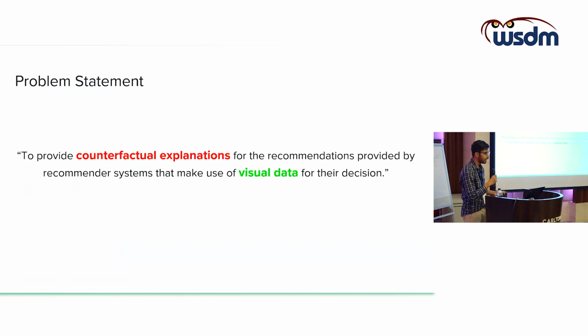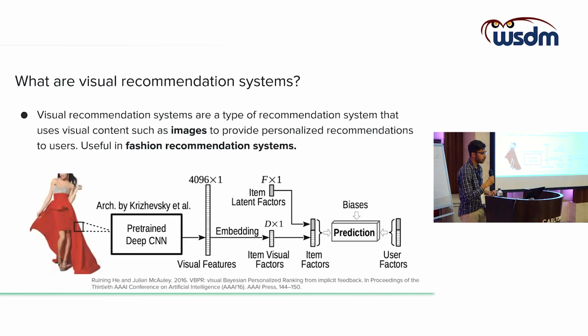We want to provide counterfactual explanations for the recommendations provided by recommender systems that make use of visual data for their decisions. So yeah, that's a lot of jargon. Let's break it down. What are visual recommendation systems? Visual recommender systems are a particular type of recommender systems that use visual content such as images to provide personalized recommendations to users. This is very useful in fashion-based scenarios.